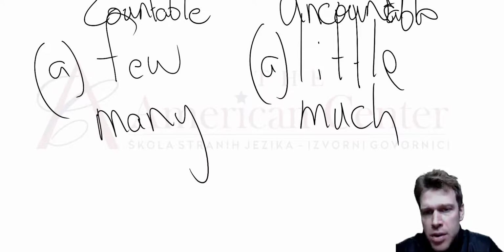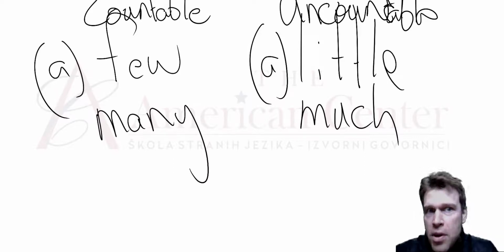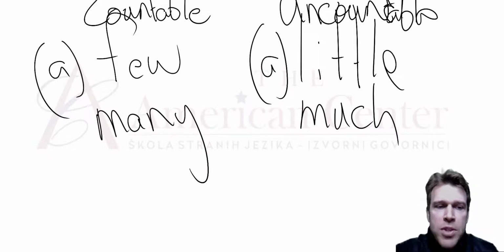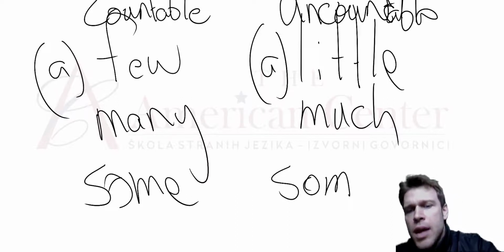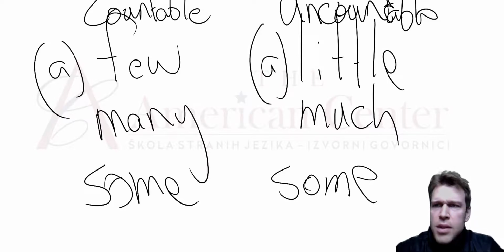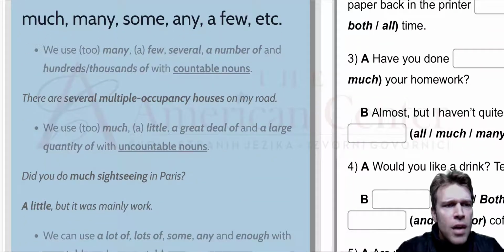Now, information is uncountable in English. We cannot say informations, so get that through your thick skulls. So if I say, I've got a little information, okay, well, this is something, okay? If I say I have little information, then that's not so good. All right, so some is used for either countable or uncountable, okay? And yeah, so that's good. Now let's go ahead and look at some of these examples.